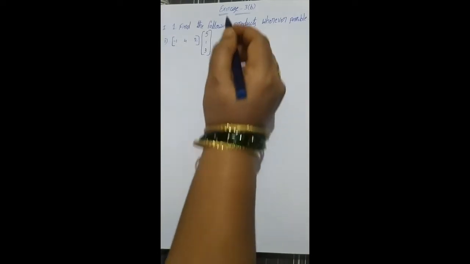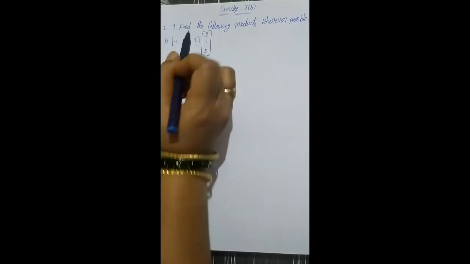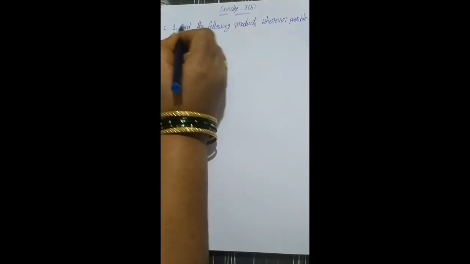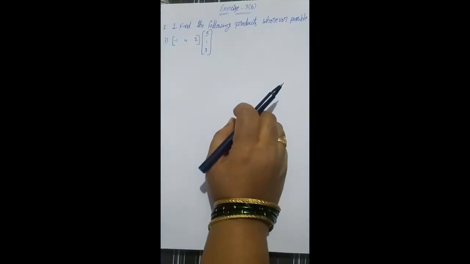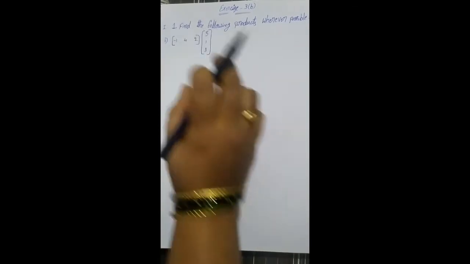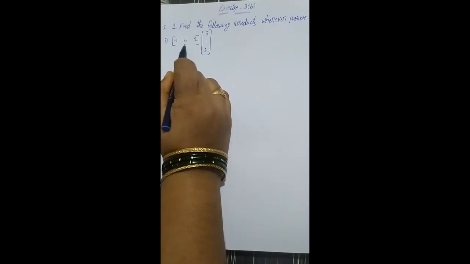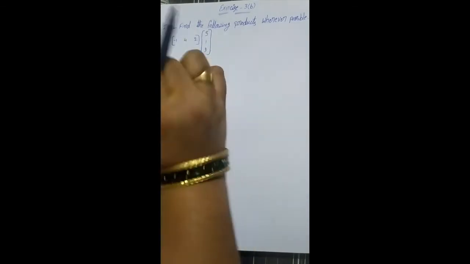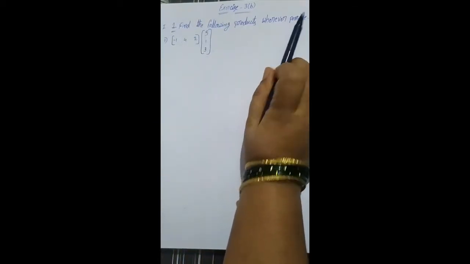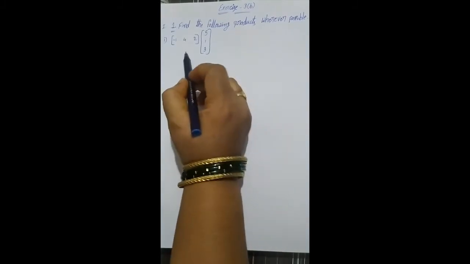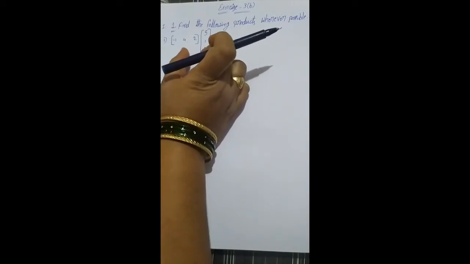Next, we will go to exercise 3b. In exercise 3b, section 1, first problem, we have 8 sub problems. In that, the first sub problem is first matrix -1, 4, 2, second matrix 5, 1, 3. But in the first problem, the condition is: find the following products wherever possible. We have to find the product of the given two matrices, where that product is possible or not.